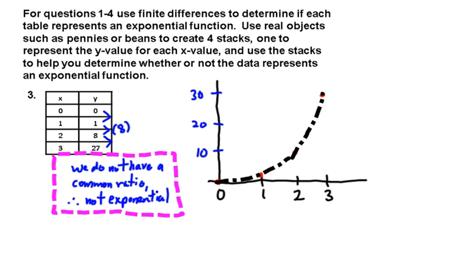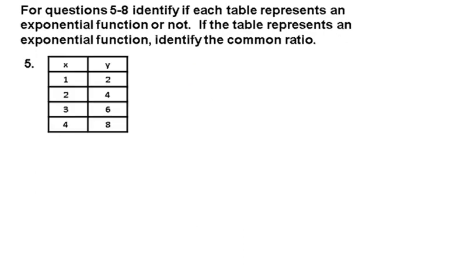All right, let's look at 5. For questions 5 through 8, identify if each table represents an exponential function or not. If the table represents an exponential function, identify the common ratio. So again, a little additional step here. On the left side, we're going up by 1: 1 to 2, 2 to 3, 3 to 4. Okay, and all these are plus 1 on the right.